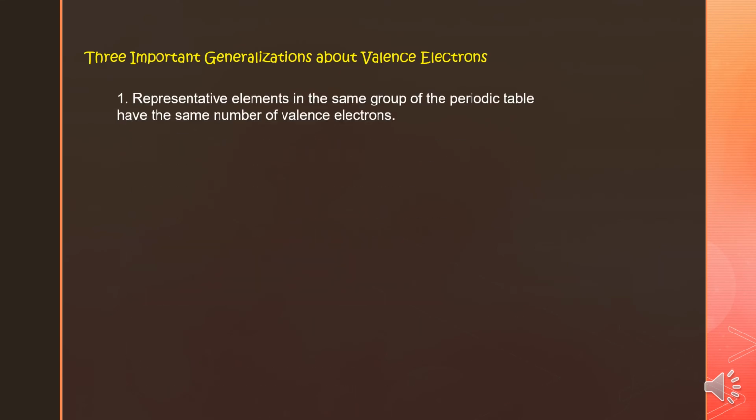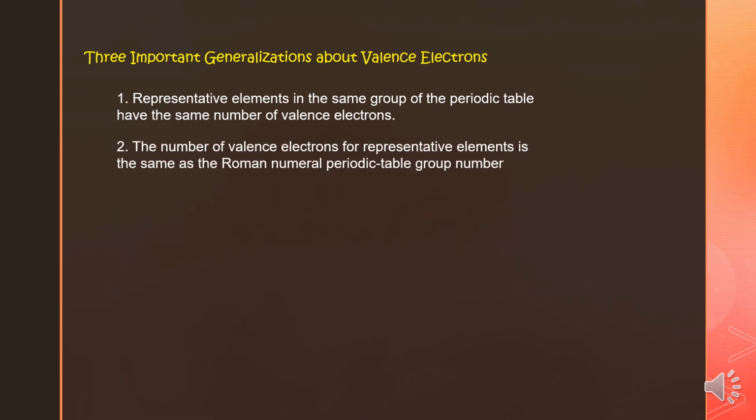which could be summarized in 3 important generalizations about the valence electrons. One is that representative elements in the same group of the periodic table have the same number of valence electrons. This should not be surprising, because elements in the same group in the periodic table have similar chemical properties, as a result of their similar outer shell electron configurations. The electrons in the outermost shell are the valence electrons.